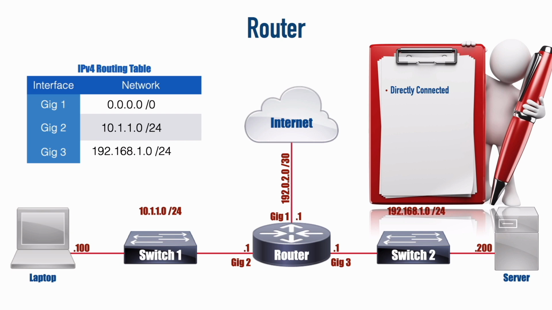That's what we see in this router with gig 2 and gig 3. We're directly connected on gig 2 to the 10.1.1.0/24 network. And on gig 3, we're directly connected to the 192.168.1.0/24 network. So those networks live in this router's IP routing table.